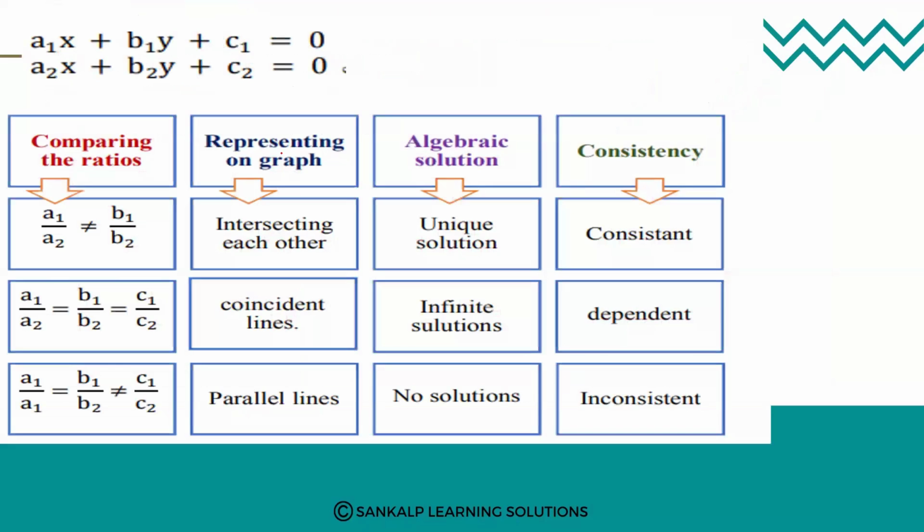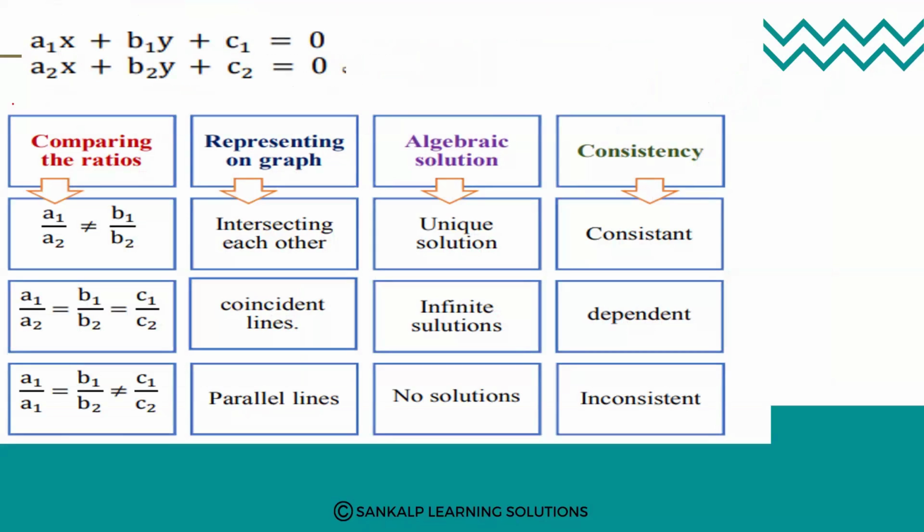Now, without plotting a graph, we can tell which type of graph it is. That means which type of solutions it has and whether it is consistent, inconsistent or dependent. So by comparing the ratios only, I can tell which type of graph and which type of nature it has, right?